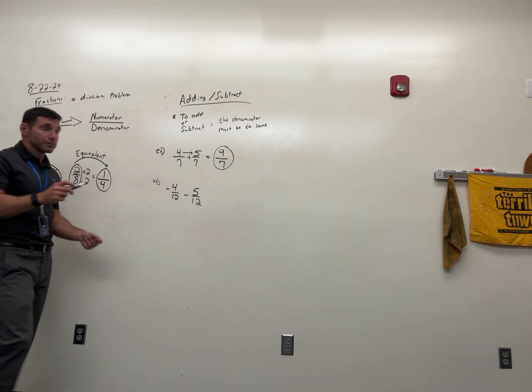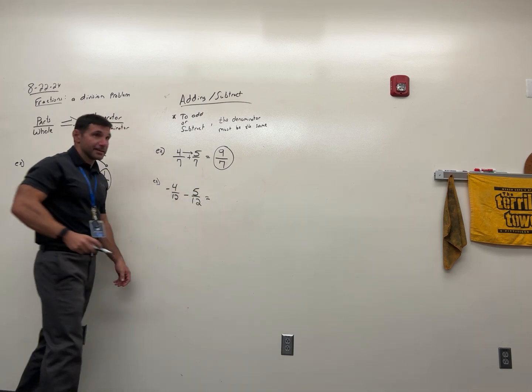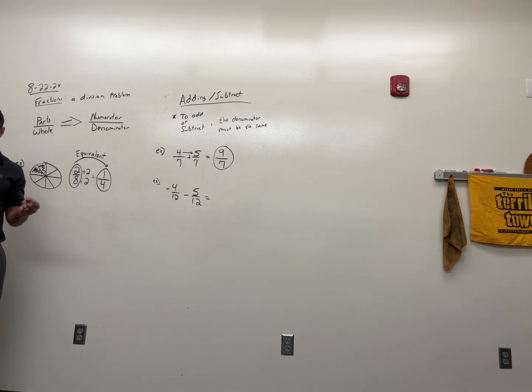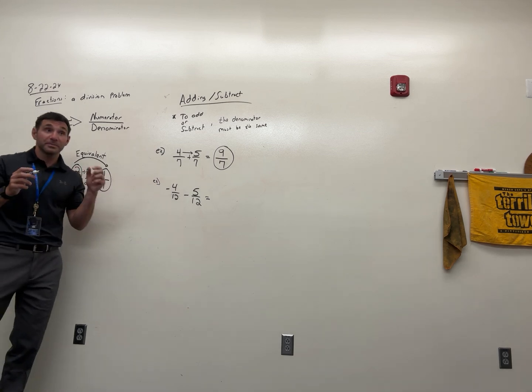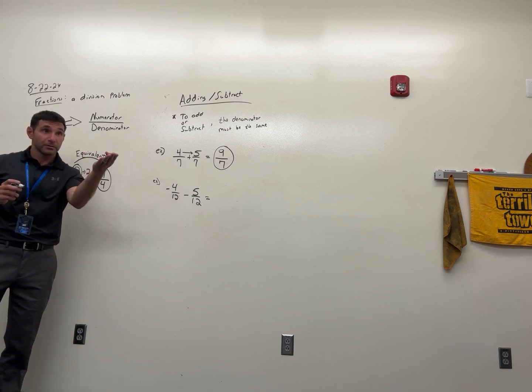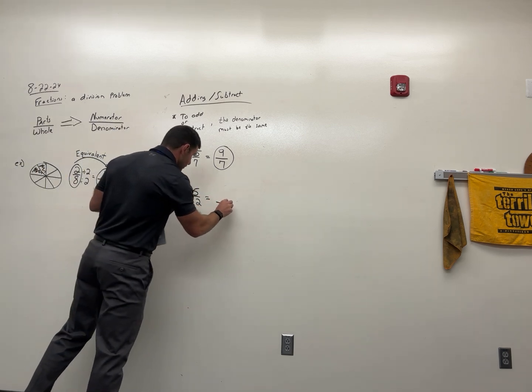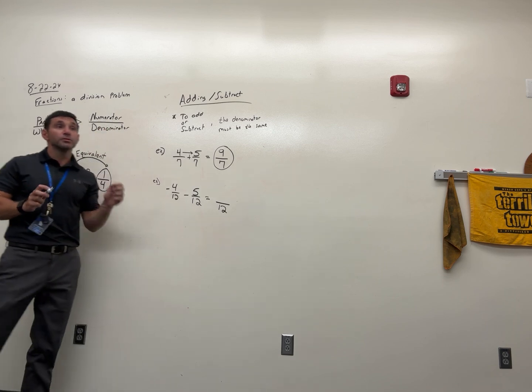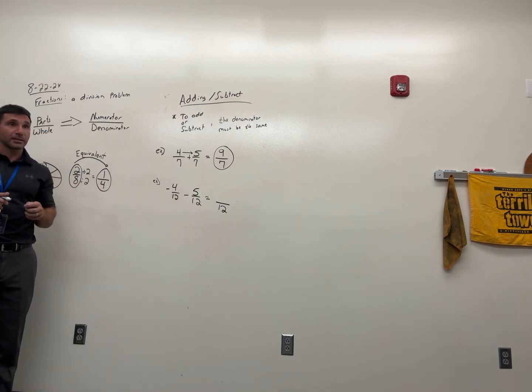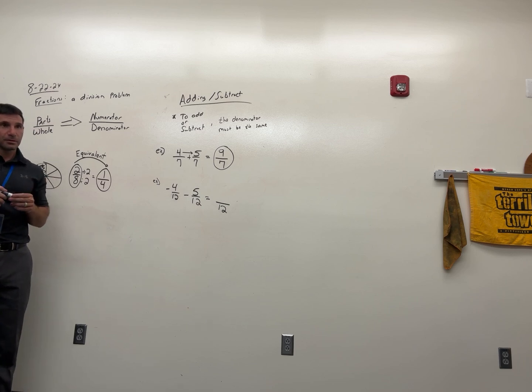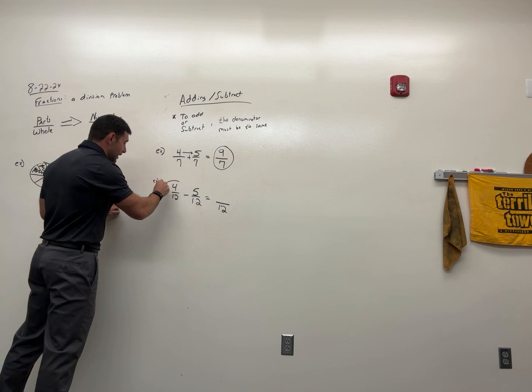Okay, so the first question I ask, are my denominators the same? Riley, are the denominators the same? What are they? 12, which means my answer is going to have a denominator of 12. Okay, so far so good. So what two numbers, Riley, am I going to subtract? 5 and 4. Yes and no. What type of 4 is it? Negative.